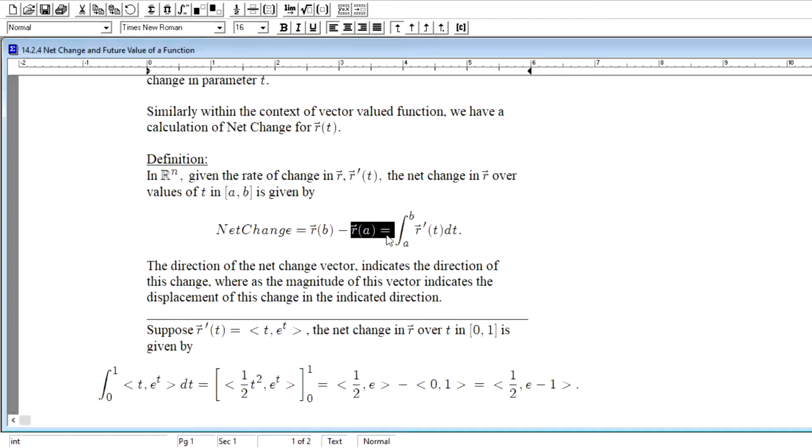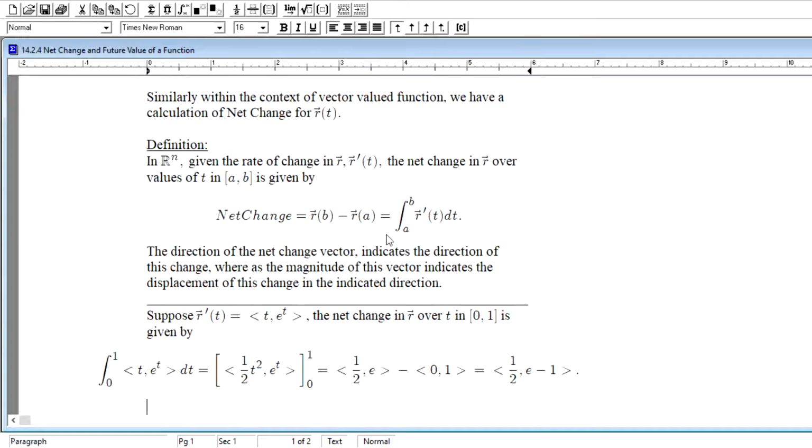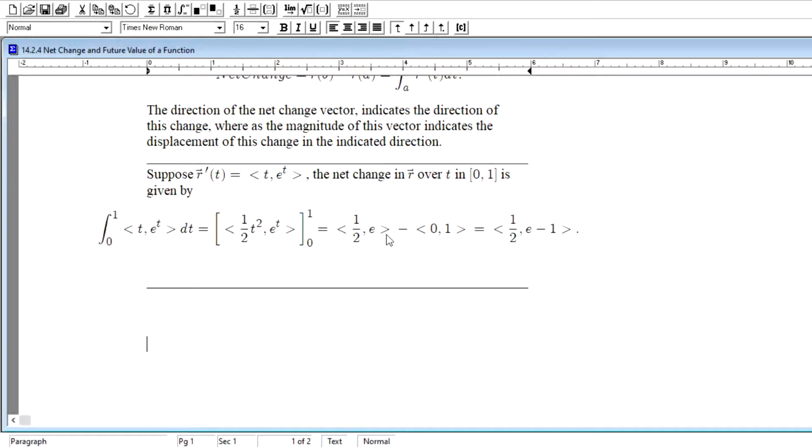I can use this definition for net change to develop a definition for the future value of a vector valued function, or to develop what we sometimes call the future value function. Or I can use it in the context of r bar prime of t. I can use it to develop the description of r bar of t. All right? Where I can describe position with just a quick little observation of position and knowing its rate of change in position. That is future value, folks.